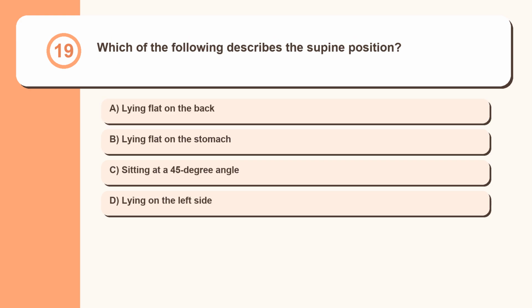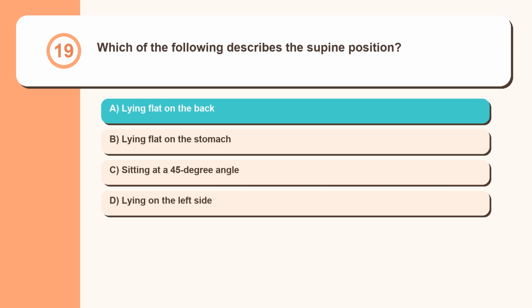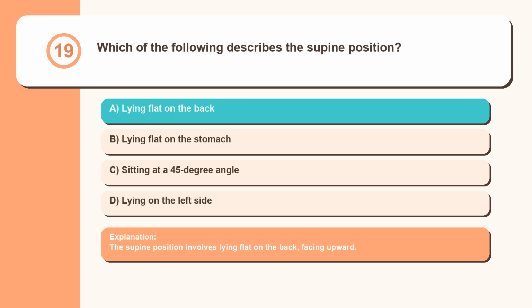Question 19. Which of the following describes the supine position? Lying flat on the back, lying flat on the stomach, sitting at a 45-degree angle, lying on the left side. The supine position involves lying flat on the back, facing upward.